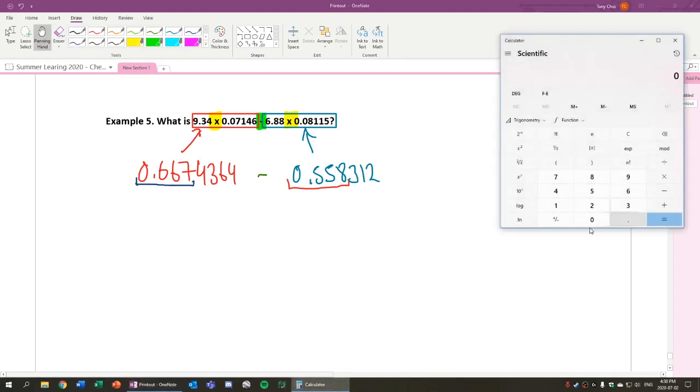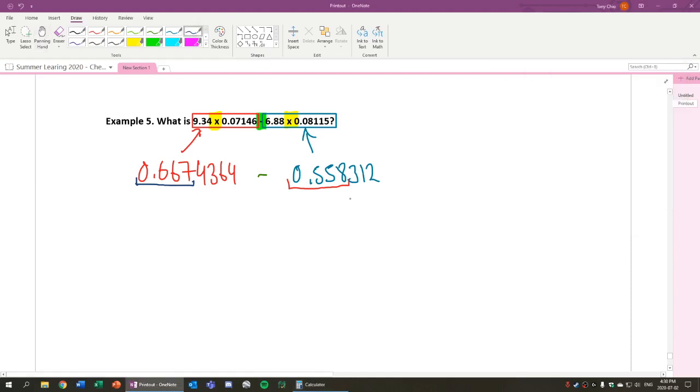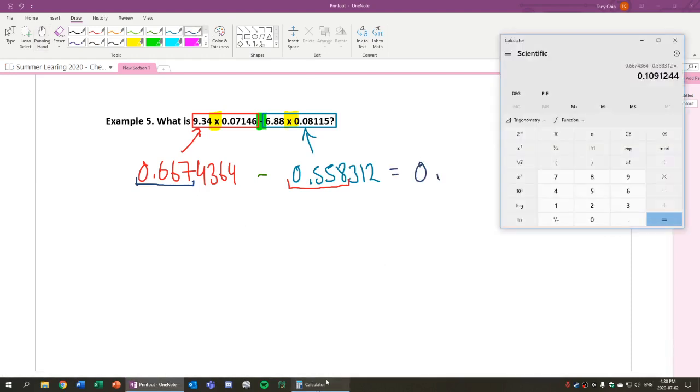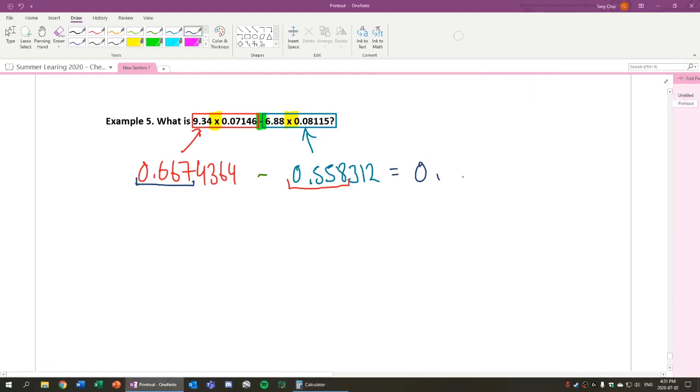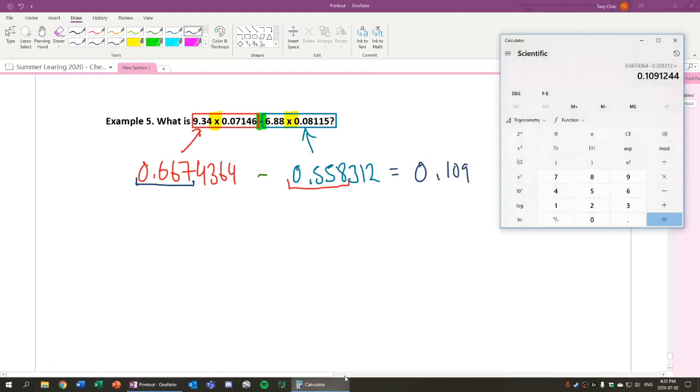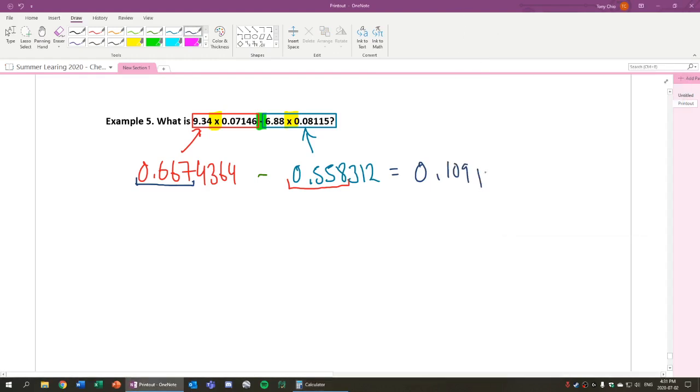So what I have here, last step, take away 0.6674364 take away 0.558312. And I get 0.1091244. Now what's the rule of sig figs when we're subtracting here?